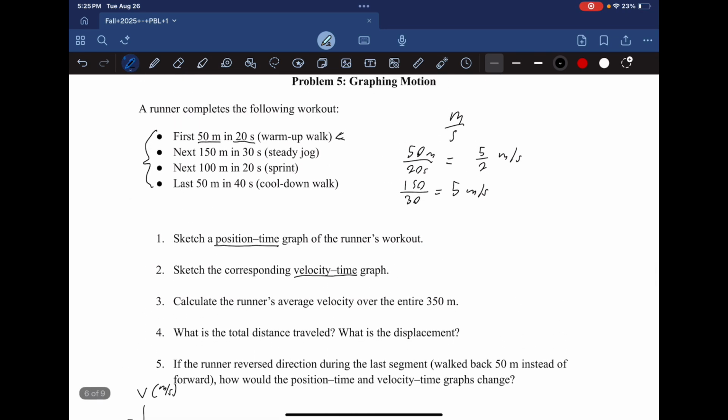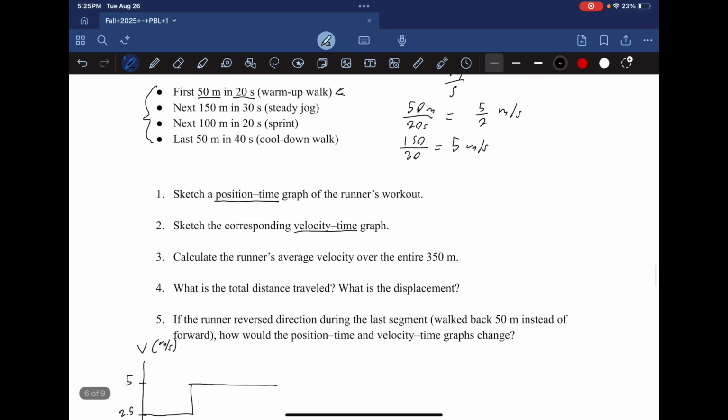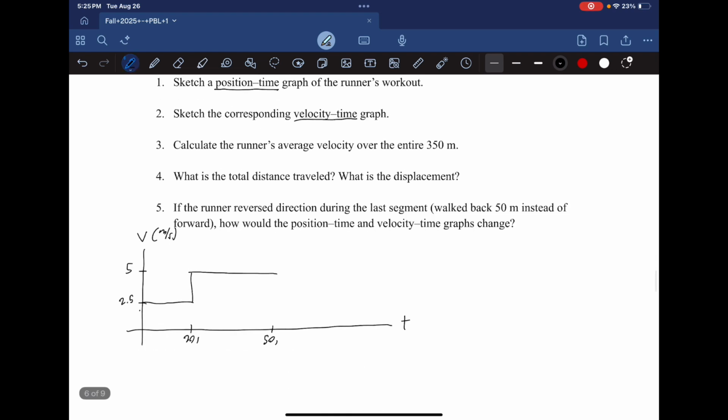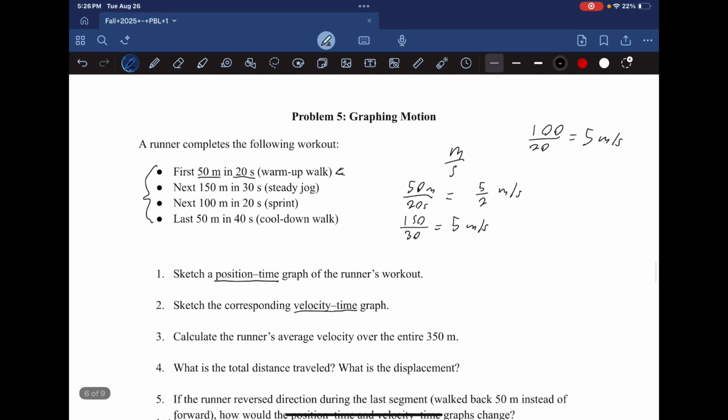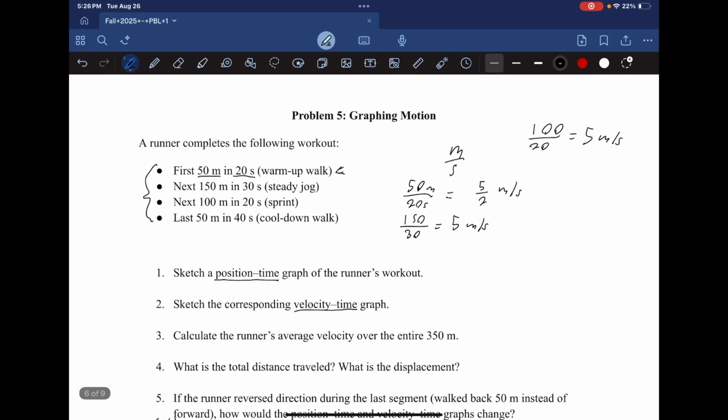Now we have 100 meters in 20 seconds. So 100 divided by 20. This actually also is 5 meters per second. 100 divided by 20 is 5. So we're just going to extend this for another 20 seconds. And then finally, we have 50 meters in 40 seconds.